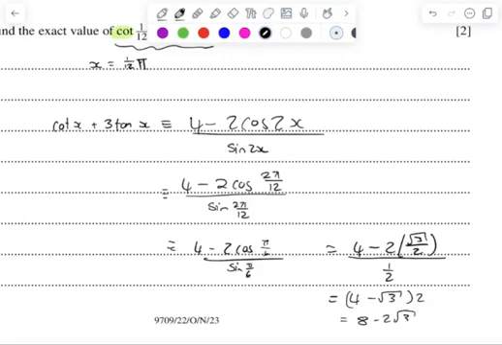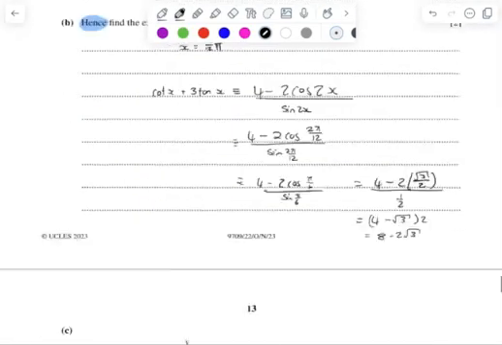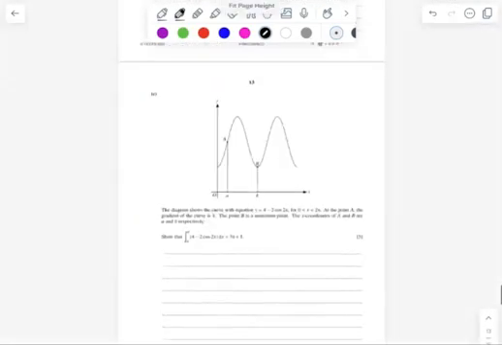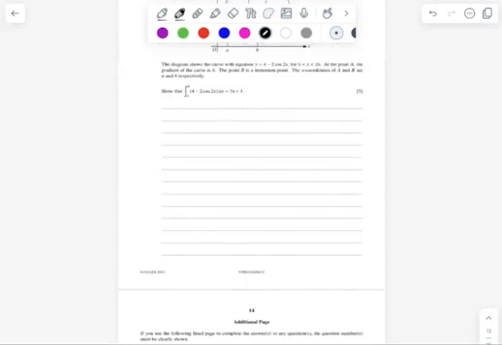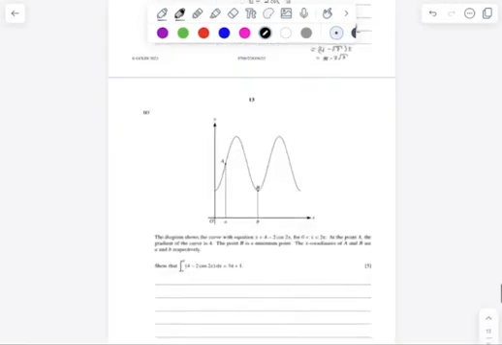Okay, so what I did there is I just flipped my denominator over. And then I get 8 minus 2 root 3. All right, last question in this paper. It looks interesting. Let's see what they have to offer us.